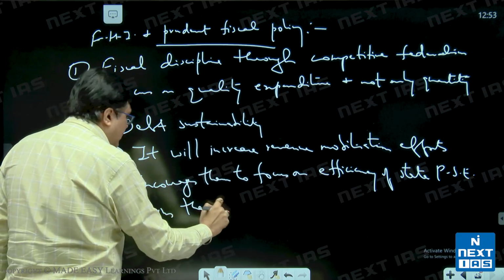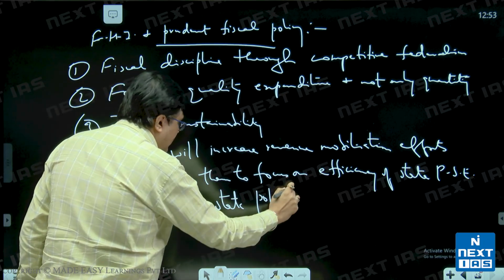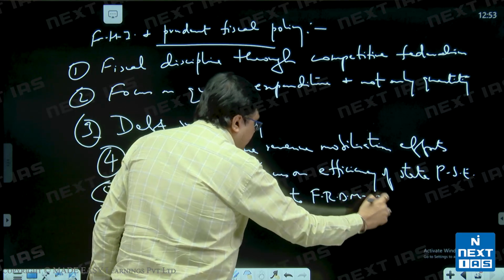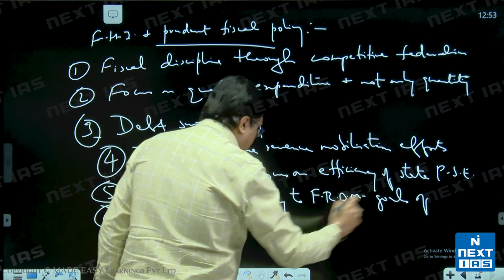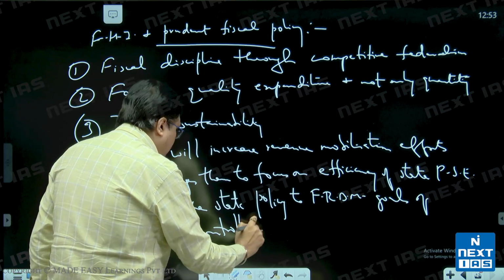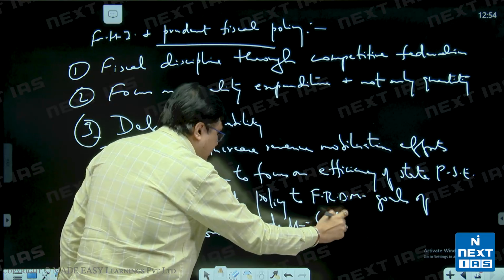it aligns the state policy to FRBM goals of controlling debt to GDP.